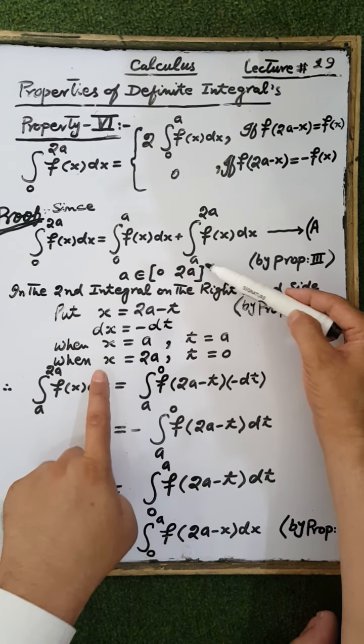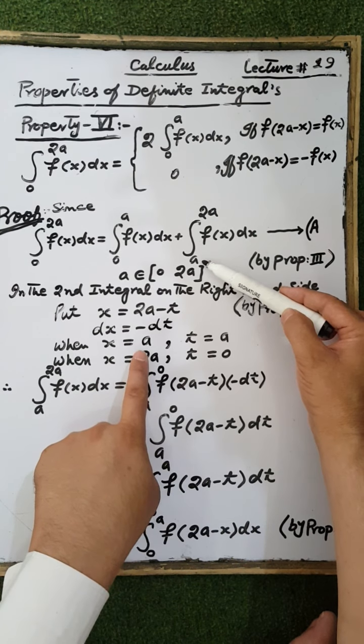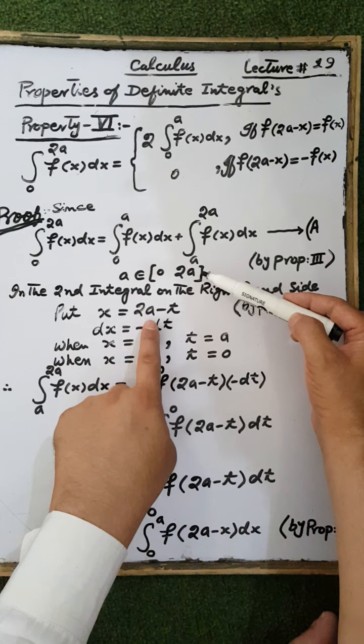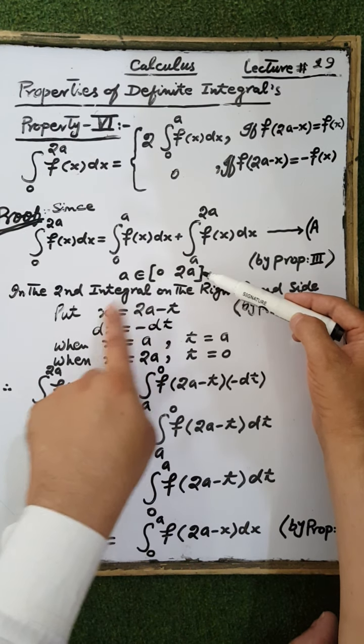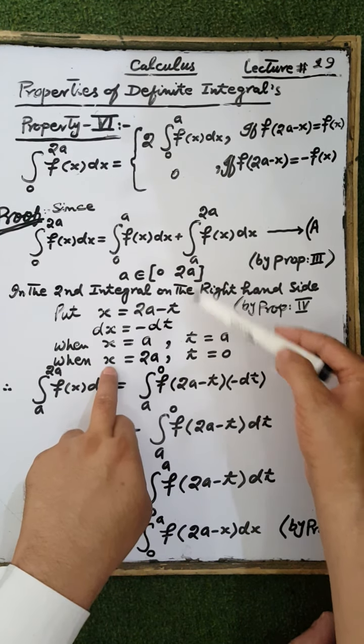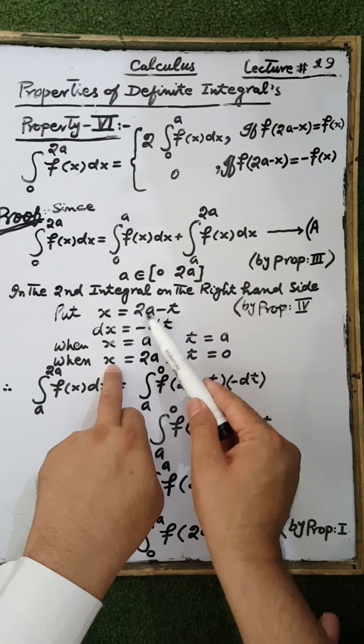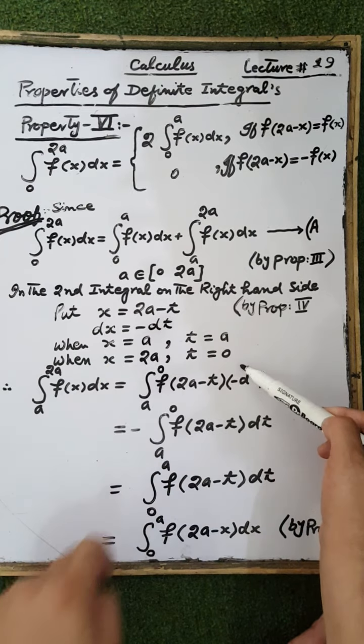When x is equal to a, then a is equal to 2a minus t. Cancel a with a, t is equal to a. When x is equal to 2a, then 2a is equal to 2a minus t. Cancel 2a with 2a, t is equal to 0.